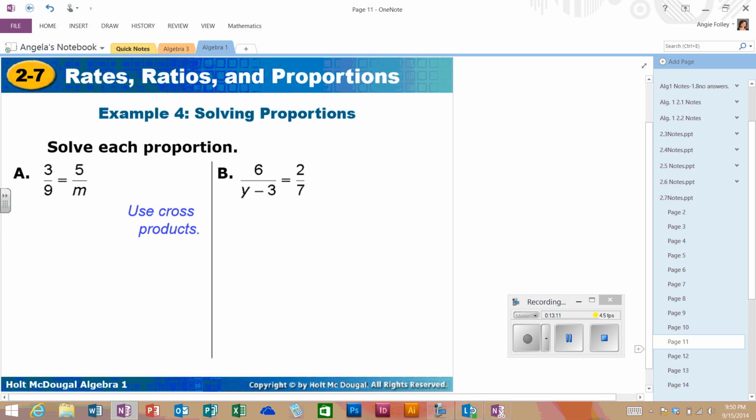So let's try some. Solve the proportion using cross products. All right, so I'm going to take 9 times 5, which is 45, equals 3 times m, which is 3m. Now I've got a nice simple equation. I can just divide by 3, and I get 15.